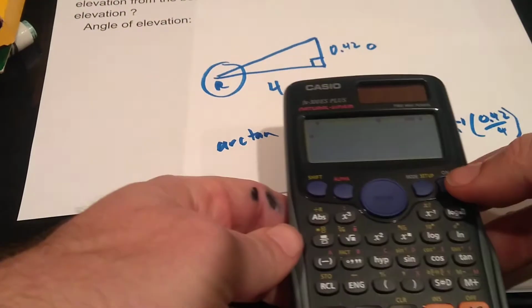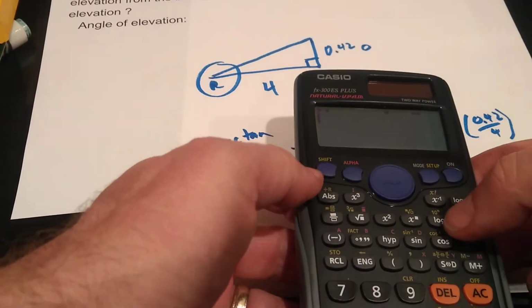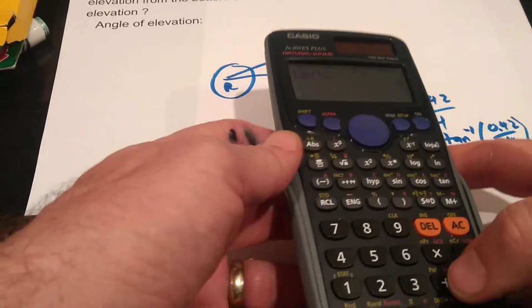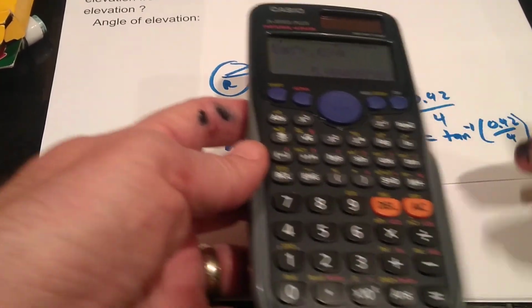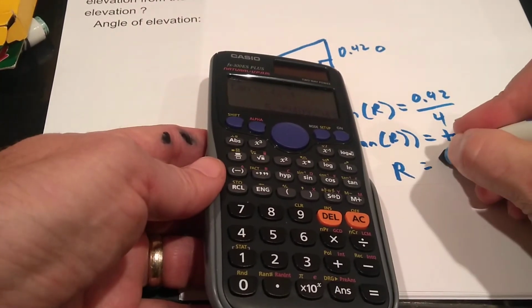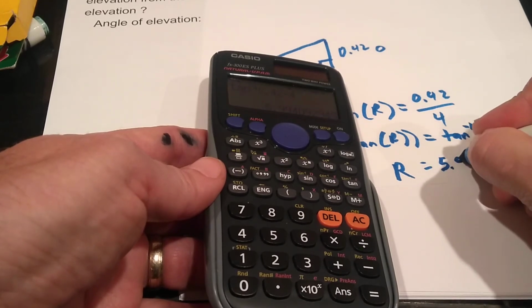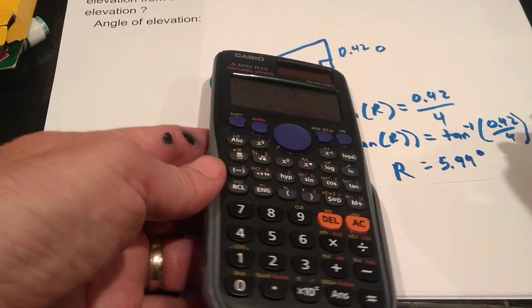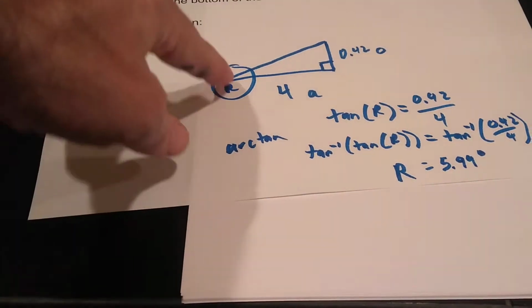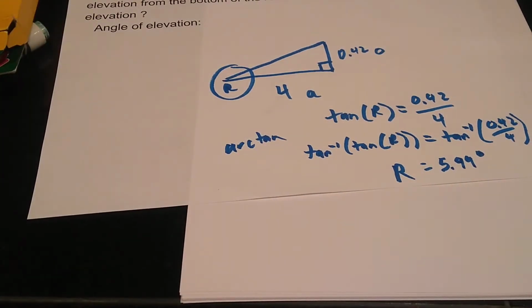So shift tan 0.42 divided by 4 equals 5.9 degrees. This is not a very steep roof at all. 0.99, so almost 6 degrees is what that angle is. So this drawing is not very to scale.